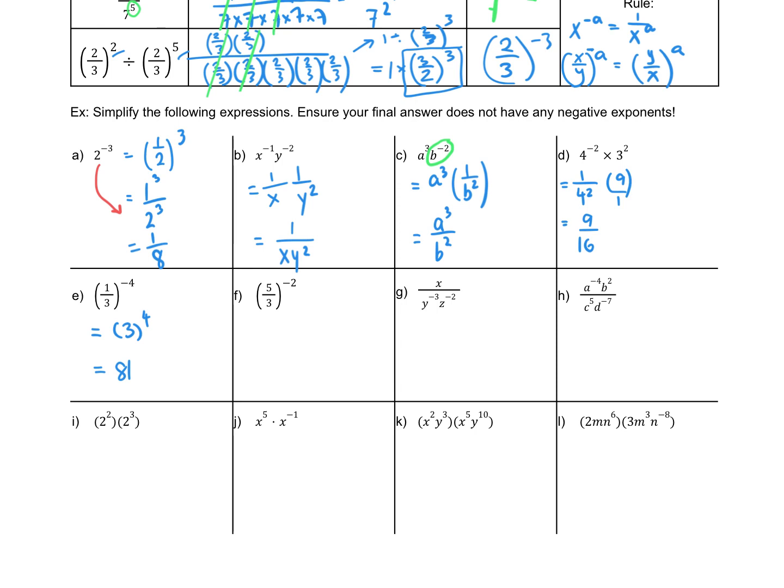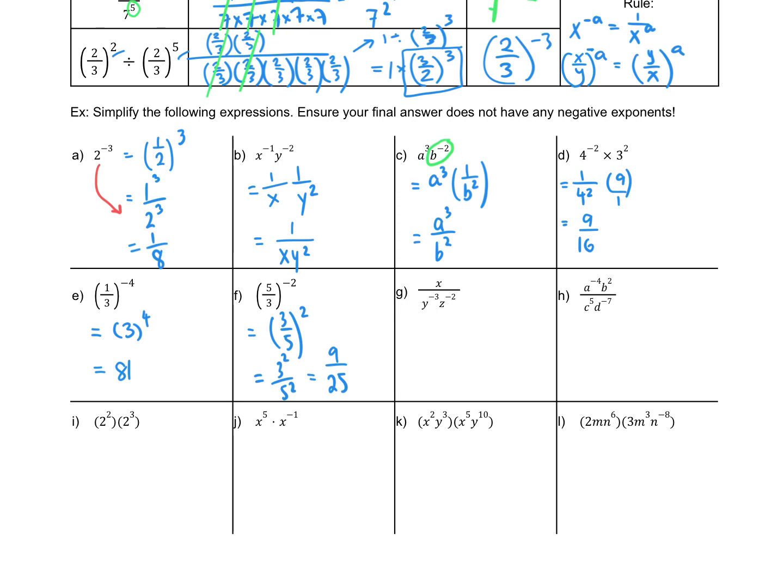Next, 5 over 3 to the power of negative 2. Well, I'm going to take a reciprocal of the base, so 3 over 5 to the power of 2. This means I need to apply that exponent into the numerator and denominator. So 3 squared over 5 squared. 3 to the power of 2 is 9. 5 to the power of 2 is 25.